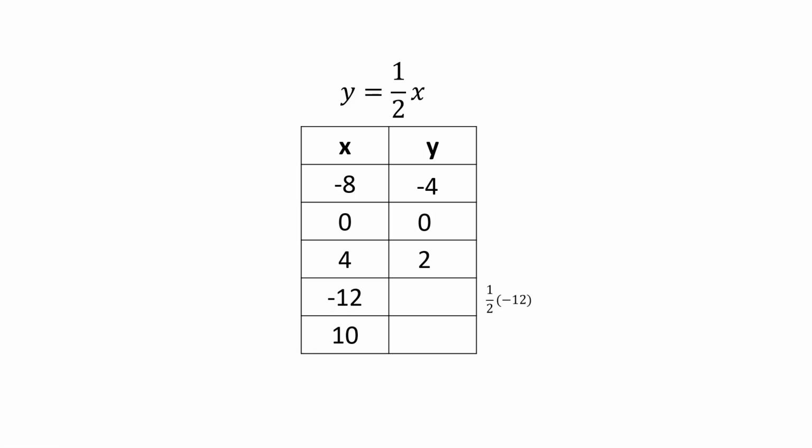When x is -12, half of -12 is -6. Half of 10 is 5. Once again, these are all ordered pairs that are created by the relationship y equals 1/2 x. That's an ordered pair that fits into this equation. These are all ordered pairs that work for this equation. That is about it.